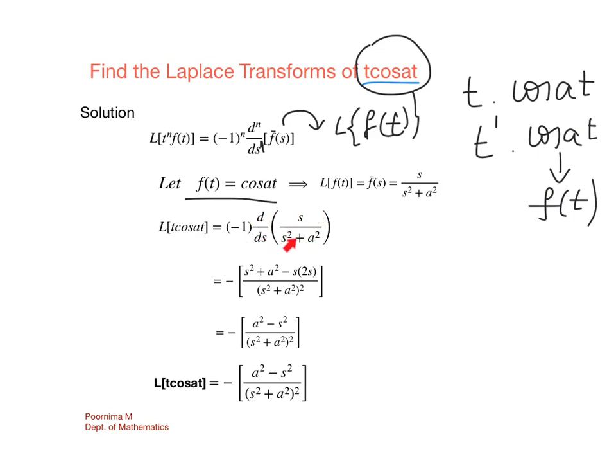Now we have to differentiate this with respect to s, so we have to apply the quotient rule. Take the denominator s square plus a square, and the differentiation of the numerator s is 1, minus the numerator keeping as it is, differentiation of the denominator 2s, divided by the denominator square, (s square plus a square) whole square, and this minus sign written here. Next we simplify this further, minus keeping as it is. Now you can observe that s square minus 2s square can be written as minus s square, and plus a square. So divided by (s square plus a square) whole square. So this is the result, the Laplace transform of t into cos at.